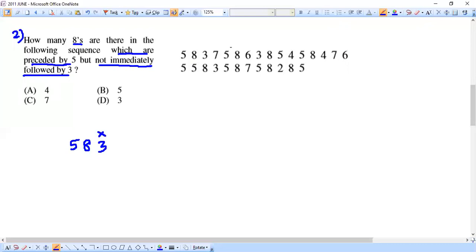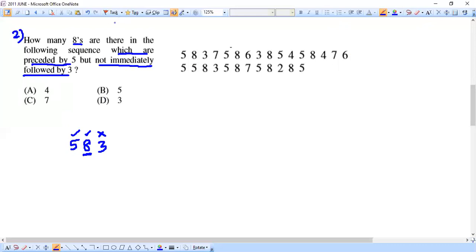I should search the sequence for an 8 where the term previous to it is 5, but the number which comes after this 8 should not be 3. In such a way, how many 8s can we find? This is our question. It appears very simple, so just carefully observing will help us get the answer.